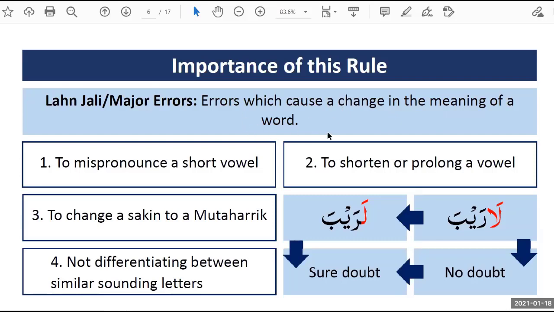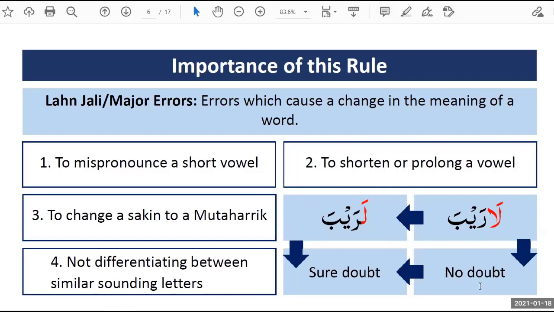The relation of this to today's lesson is that there are 4 types of major errors, which cause a change in the meaning. The second type is when we shorten or prolong a vowel. Here's an example. You can see that there is a word, la rayb. We have an alif mad here, alif of elongation, and we know that because the previous letter is carrying the stroke of fatha. But let's suppose someone makes a mistake and shortens this, and instead of 2 seconds, they only pronounce it for 1 second: la rayba. So the alif has been shortened.